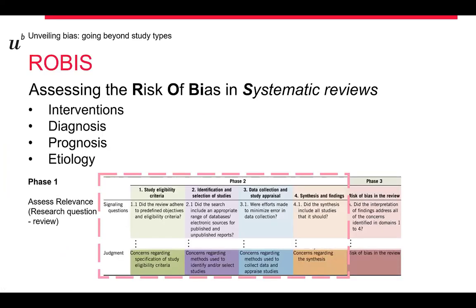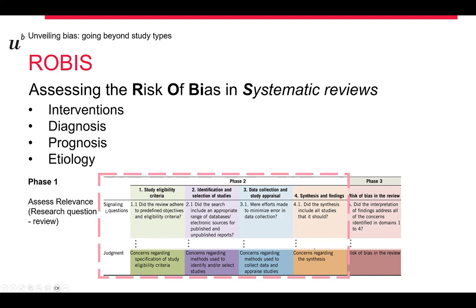To start, as I mentioned, if you are working in a systematic review and you want to evaluate the risk of bias of this systematic review, for a systematic review of intervention, diagnosis, prognosis, or etiology, you will be guided to ROBIS.